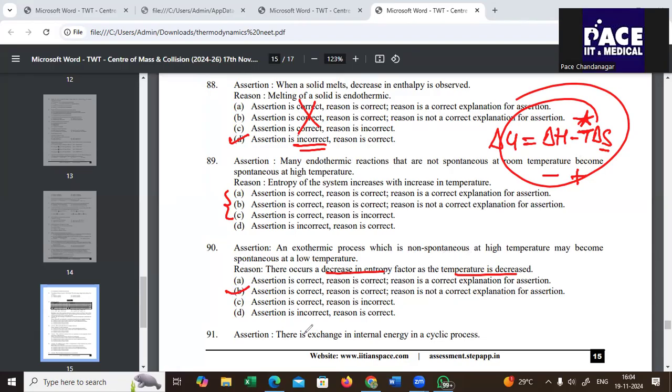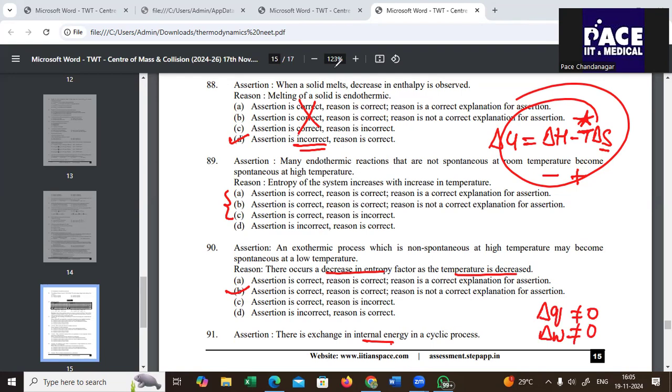All right. Next, is there a change in the internal energy in a cyclic process? Internal energy is your delta U, right? In any cyclic process, state variables change will be zero, and your path variables delta Q and delta W will not be zero, right? So there is a change in the internal energy in a cyclic process. Yes, there is a change. So assertion is correct. Then what will be your other part?